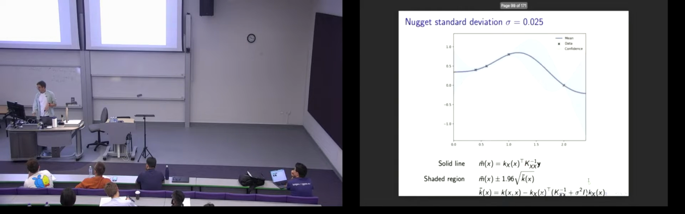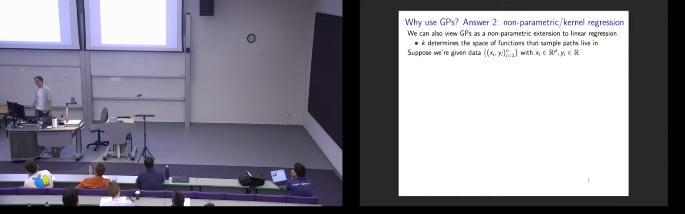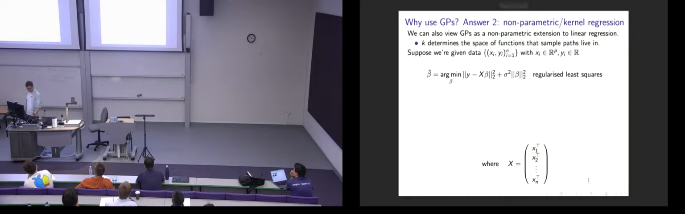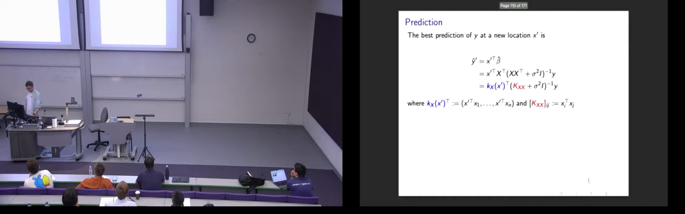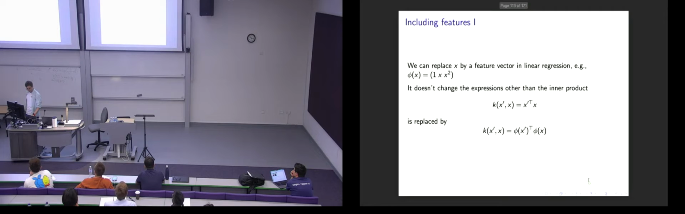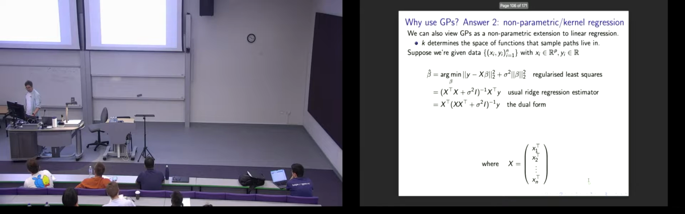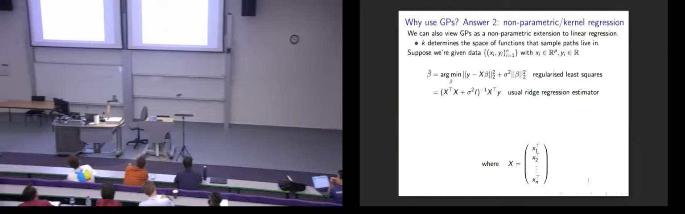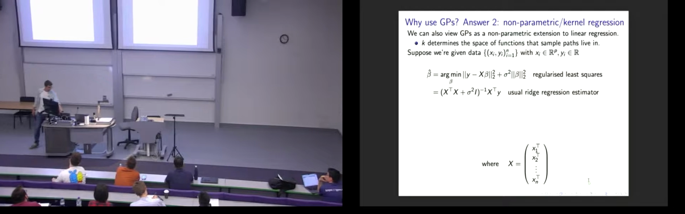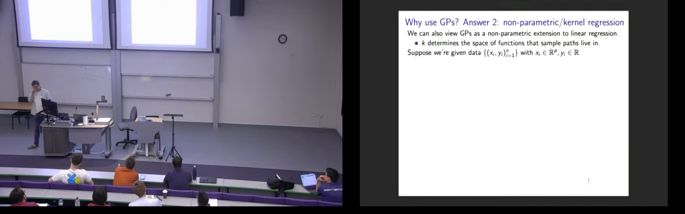Okay, so just to briefly talk about why we might like GPs. I'm going to skip that because it's quite technical. No, I'm not. Okay. So, one reason GPs are popular is we can think of them as a non-parametric extension to linear regression. Okay. So, the kernel we pick determines the space of functions we essentially are thinking about here.